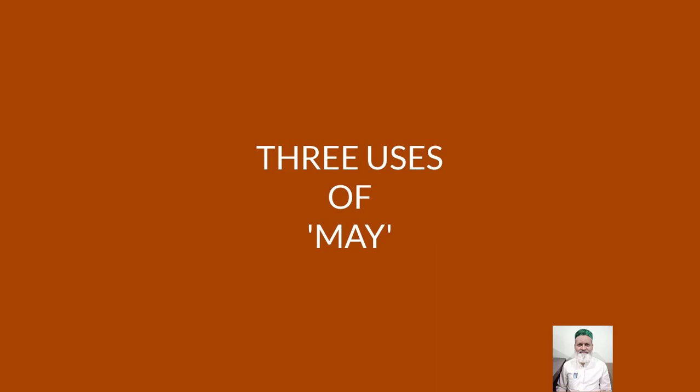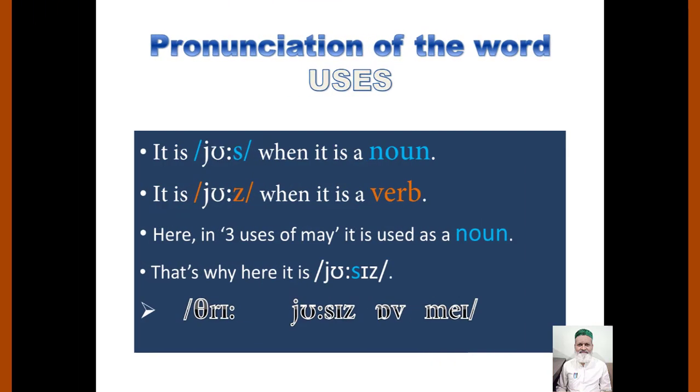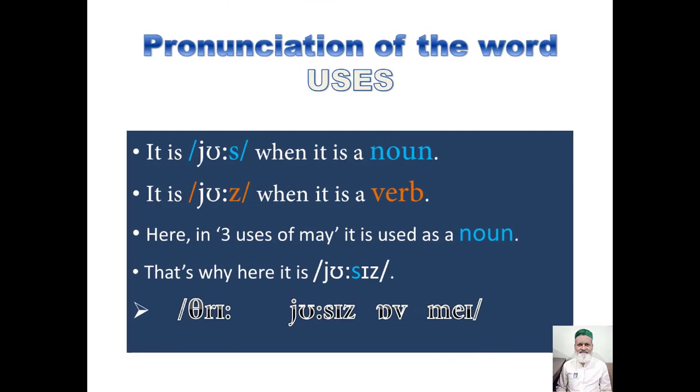But before proceeding to the topic, it would be better to discuss the word uses. What do you think? Is it uses or uses? So, just to share the knowledge, it is use when it is a noun and it is use when it is a verb. Here in this heading, 3 uses of may, it is used as a noun. That's why here in this heading it is uses. So the heading, or the topic, is 3 uses of may.